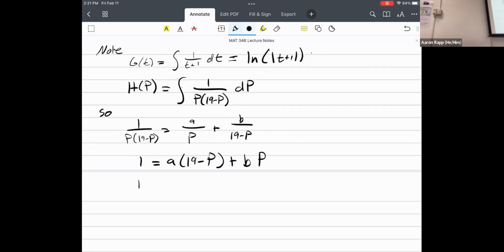Distribute that 1 or the a through. We're going to get 19 times a minus a times p plus b times p. And remembering a and b here are going to be constants that I need to figure out. I can factor out that common factor of p, as in Paul.